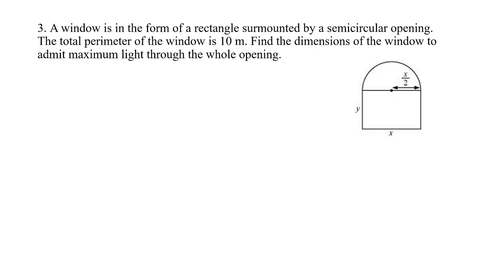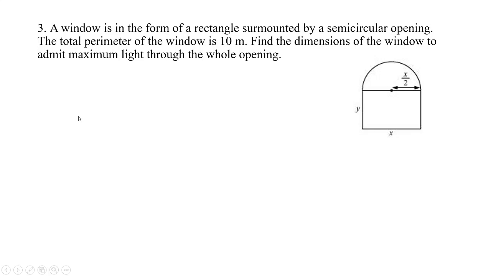So the window is in the form of a rectangle surmounted by a semicircular opening. So that means on the top this semicircular opening is there. Find the dimensions of the window to admit maximum light. So what should be the dimensions of the window so that maximum light comes through the whole opening.